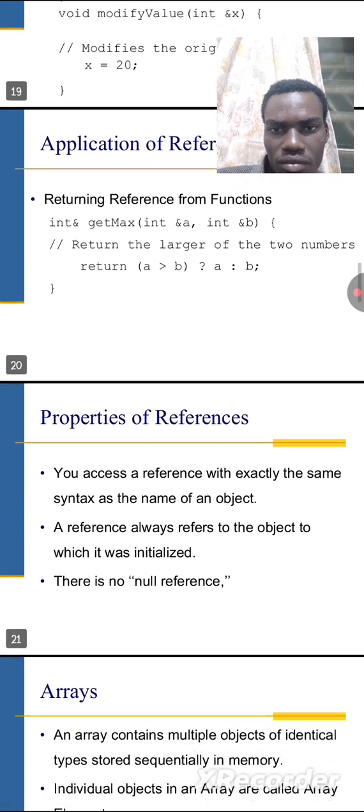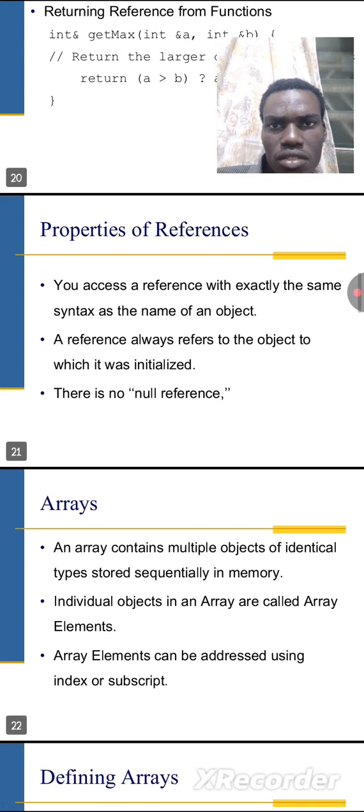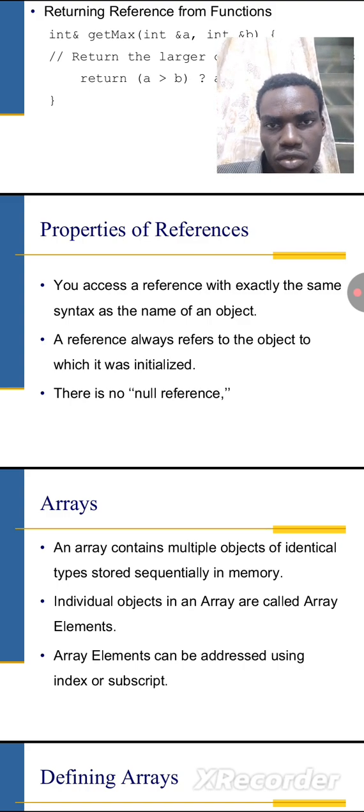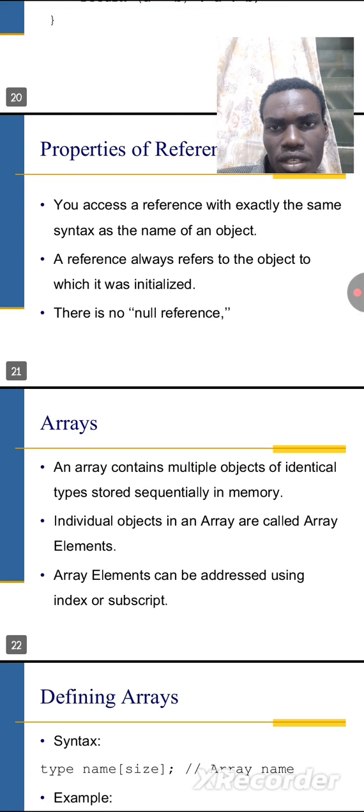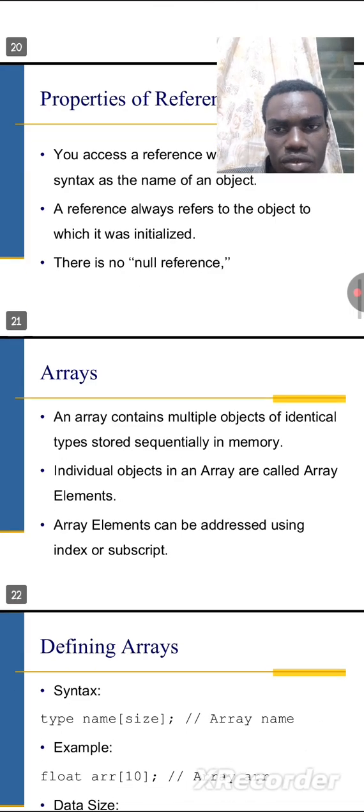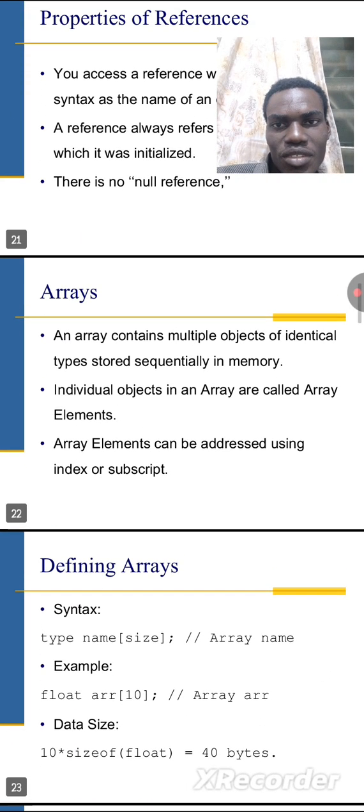Now let's see properties of references. A reference allows you to access an object with the same syntax as the name of the object. A reference always refers to the object to which it was initialized. There is no null reference. So we are done with it.